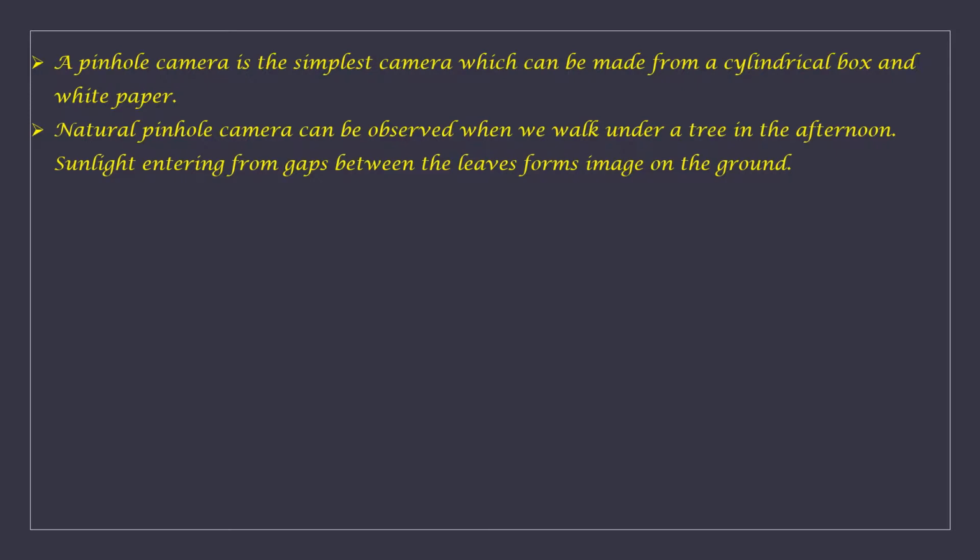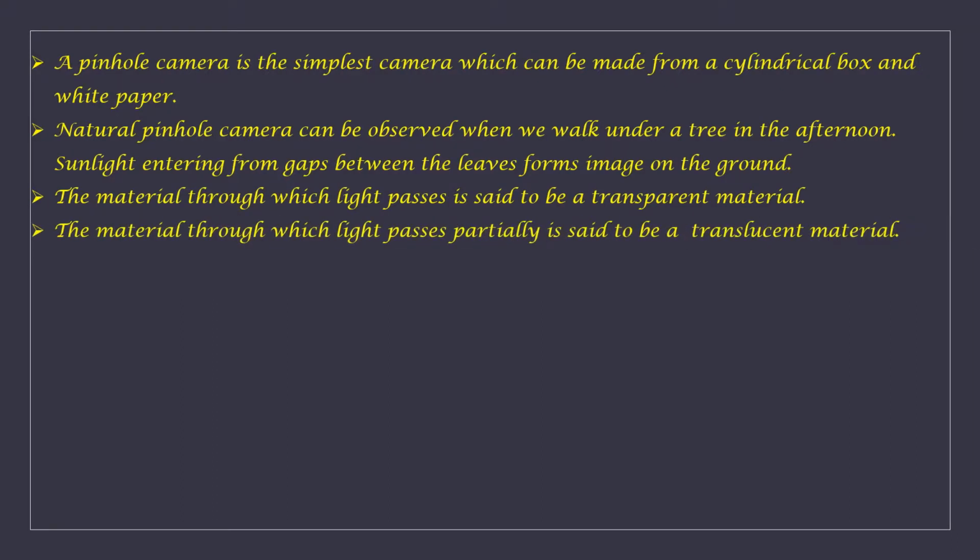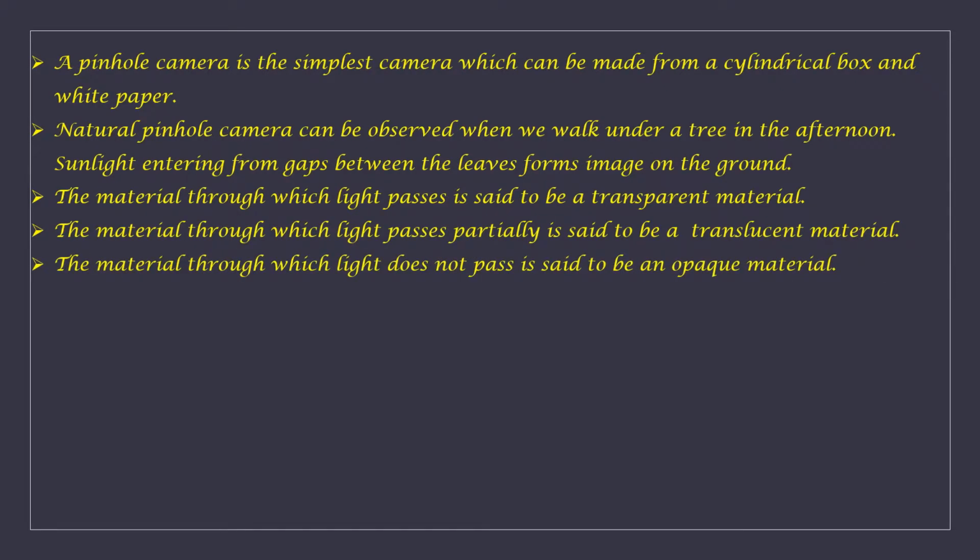And the material through which light passes is said to be a transparent material, and the material through which light passes partially is said to be a translucent material. Then the material through which light does not pass is said to be an opaque material.